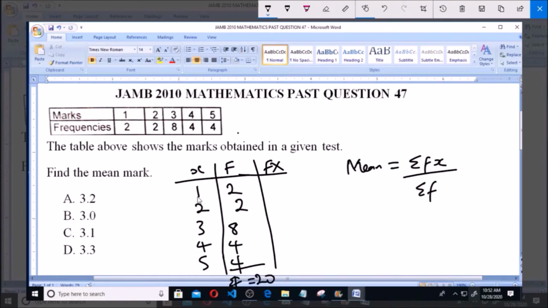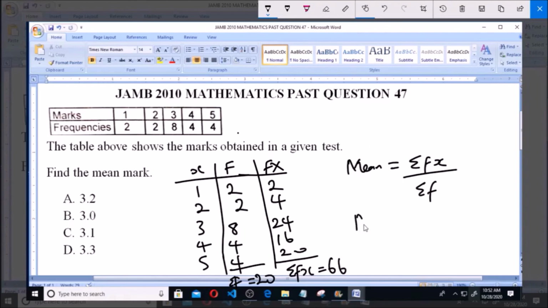Now let's find fx. fx simply means the mark multiplied by the frequency. 1 times 2 will give us 2, 2 times 2 will give us 4, 3 times 8 will give us 24, 4 times 4 will give us 16, and 5 times 4 will give us 20. Now if you add this together, it will give us 66. So summation fx is equal to 66.